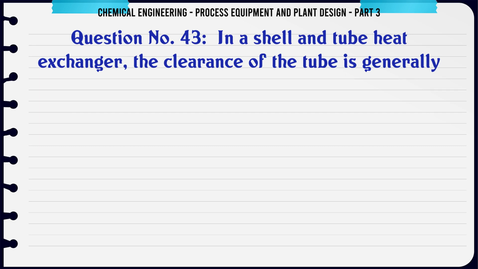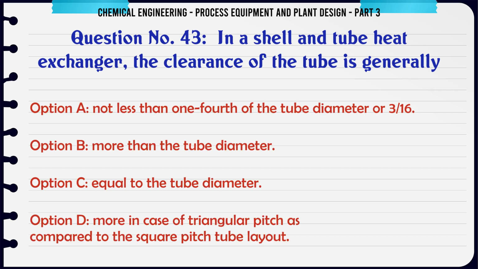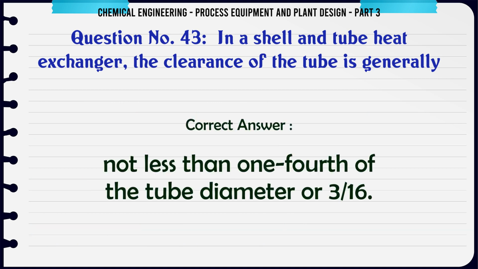In a shell and tube heat exchanger, the clearance of the tube is generally A. not less than 1/4 of the tube diameter or 3/16. B. more than the tube diameter. C. equal to the tube diameter. D. more in case of triangular pitch as compared to the square pitch tube layout. The correct answer is not less than 1/4 of the tube diameter or 3/16.